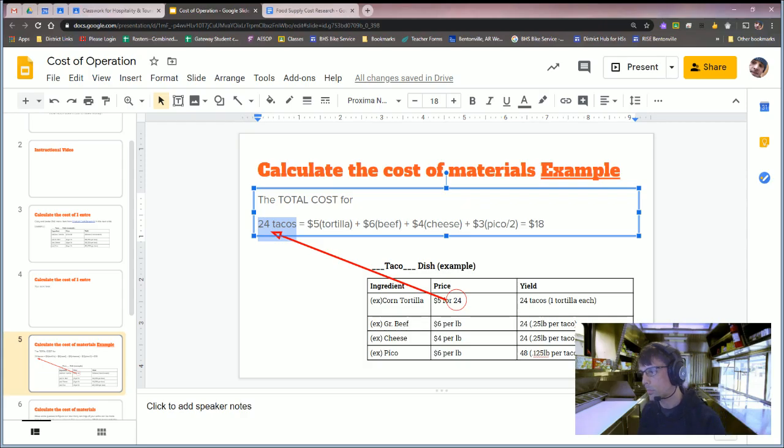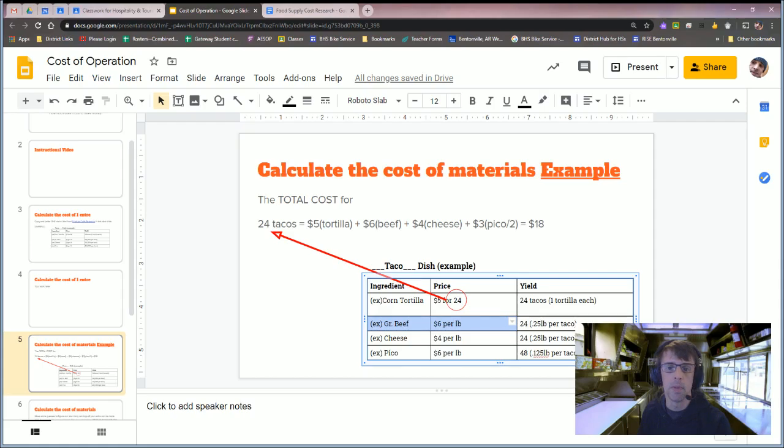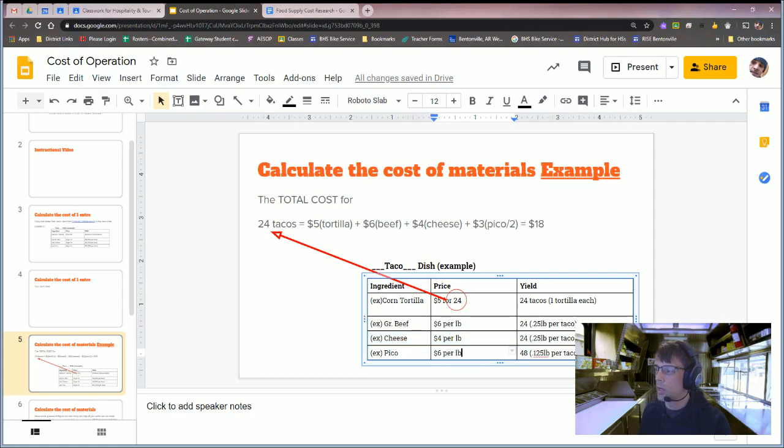Okay. And then I did the same math with the ground beef here. So how many can I make? Well, if I put a quarter pound of beef in every taco, I can make 24 tacos out of a pound of beef. Okay, so I bought $6 of beef and I bought $4 of cheese because I'm doing the same thing: $4 per pound, a quarter of a pound per taco. And then my pico here is a little different. So we'll come back to that in a second.